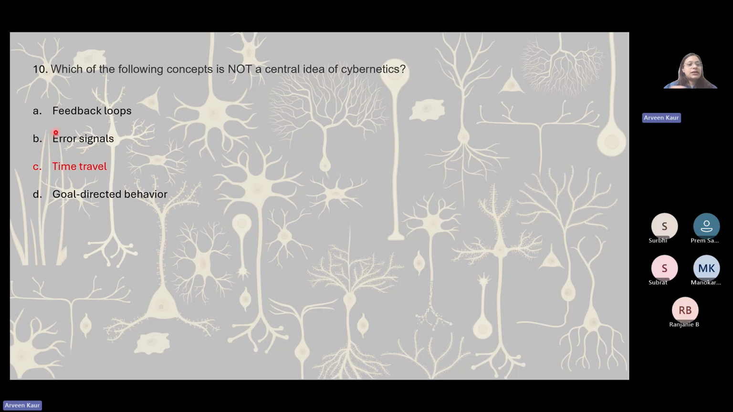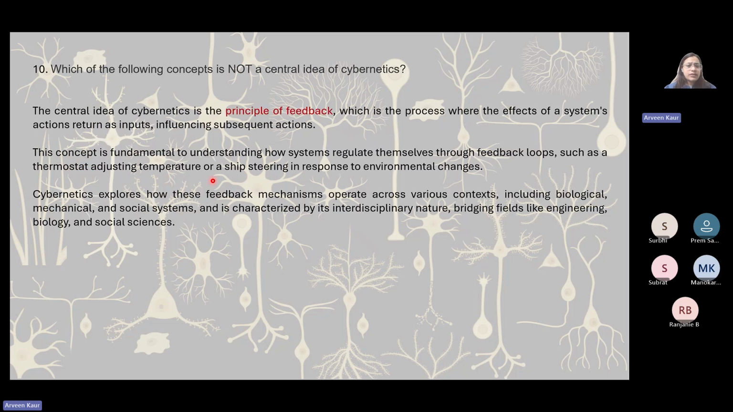If there are erroneous signals, the subsequent action will also be changed, as opposed to if there was a correct signal being transmitted, right? And there is definite goal-directed behavior because the feedback is changing what needs to be done. So if your input has changed, your output would also change. So the goal now would have changed.